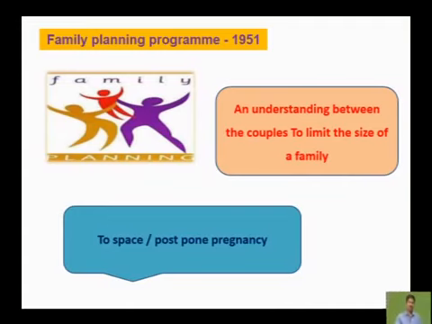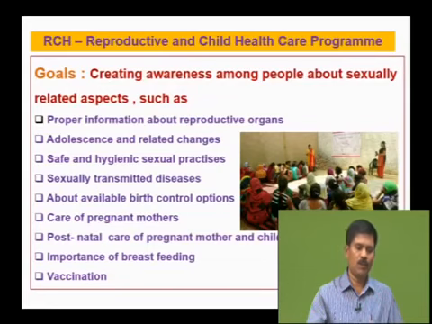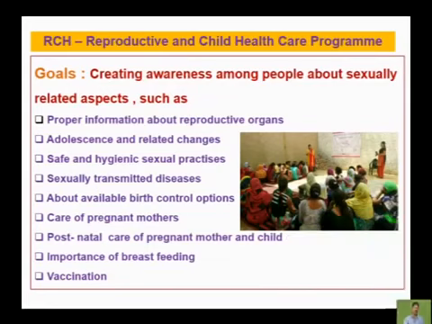Several such programs were initiated to achieve reproductive health of the society, and all such successful programs were put in operation under a particular name called RCH, Reproductive and Child Healthcare Program. The major goals of RCH programs are creating awareness among people about sexually related aspects such as proper information about reproductive organs, adolescence and related changes, safe and hygienic sexual practices, sexually transmitted diseases, available birth control options, care of pregnant mothers, postnatal care of mother and child, importance of breastfeeding and vaccination.